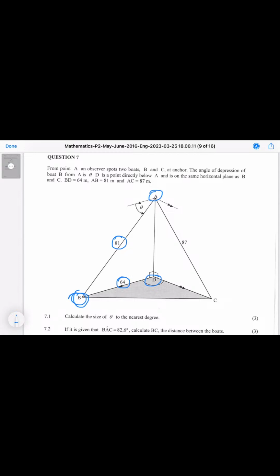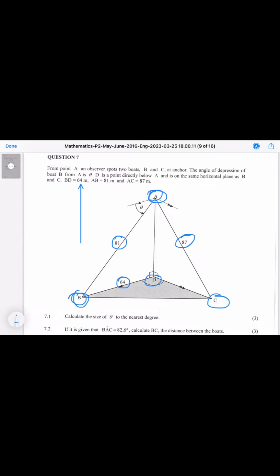And AC. Where is A? Where is C? There is A and there is C. They're saying it's equal to 87 meters. Most importantly, guys, these distances are given in meters. So that means when you calculate a distance, make sure that you give it a unit, which is meters. Very, very much important, ladies and gentlemen, on that one.